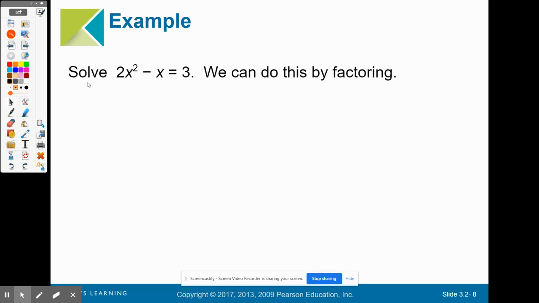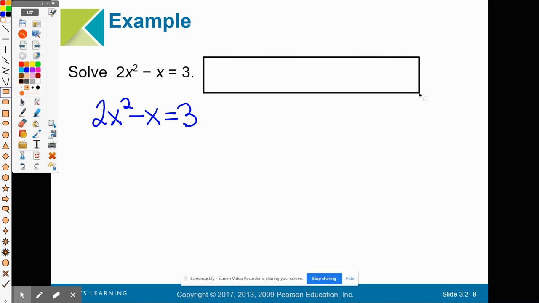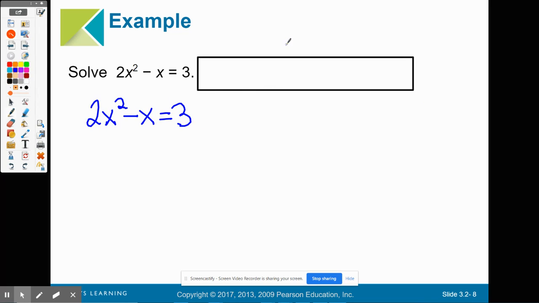Let's look at an example here. It says to solve 2x squared minus x equals 3. We can do this by factoring, but let's pretend you don't. Many students get very confused when it says solve because you immediately are like, oh, I want to get x by itself. Well, that's fine, but you can't. It is not possible to get x by itself. There's an x squared and an x. You can't get x squared by itself or x by itself because the other one would still be there.